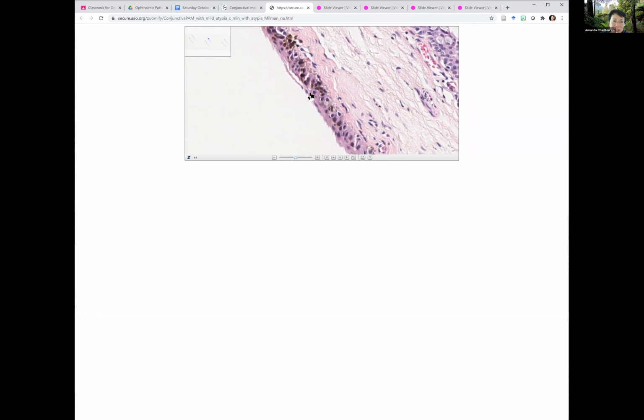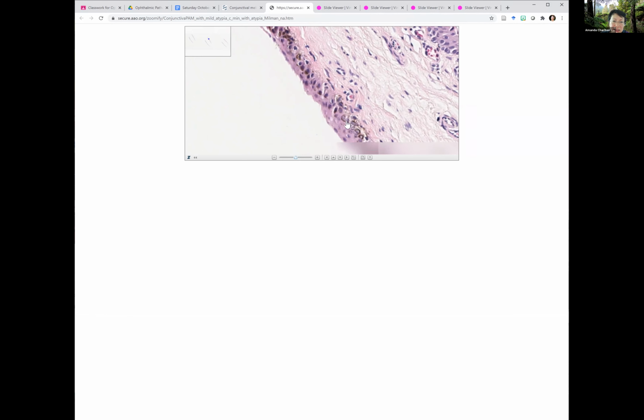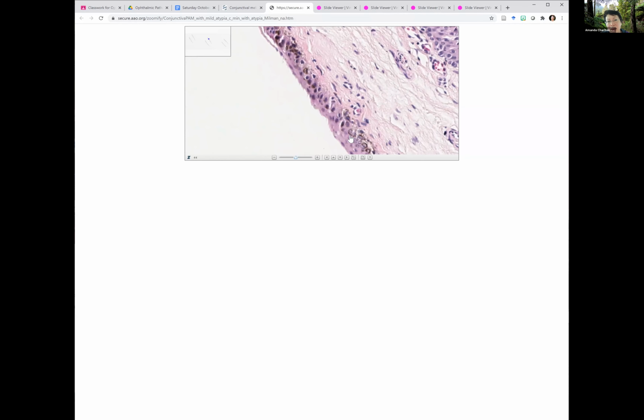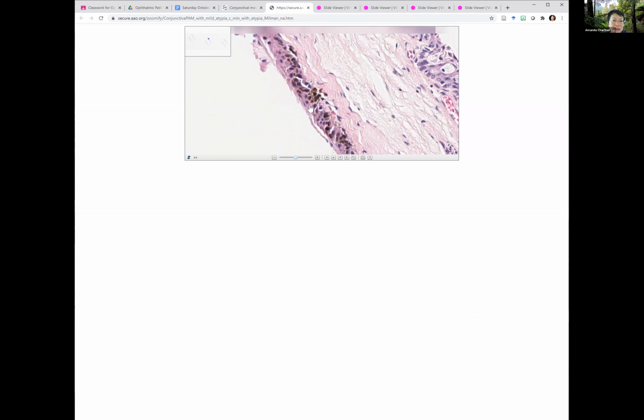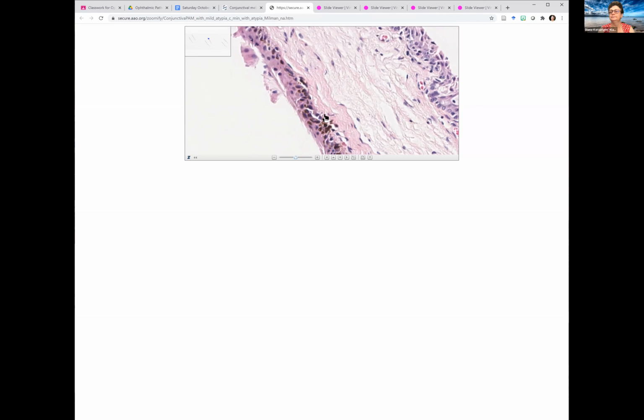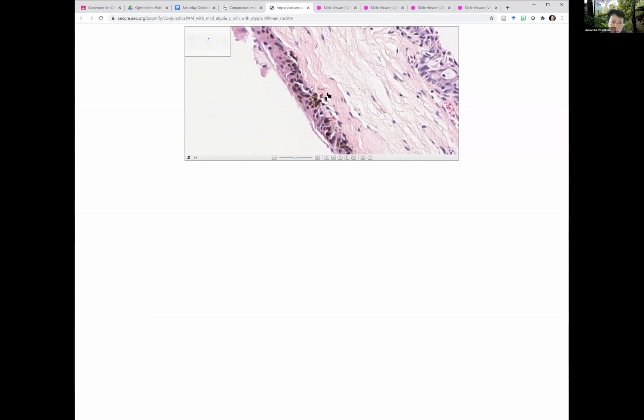Are they larger than the adjacent epithelial cells? And I think some of them are larger. I thought so too. Yeah, so I see up here in the URL, it's called PAM with mild atypia. I'd say at least moderate with this one.